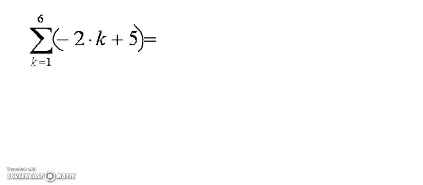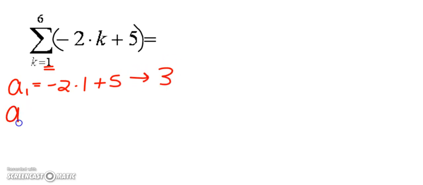The next one, we are summing from k equals 1 to 6 of negative 2k plus 5. Well, to start, let's find each term. So a sub 1, we're starting with 1 this time, is equal to negative 2 times 1 plus 5. So that's going to be equal to 3. A sub 2 is going to be negative 2 times 2 plus 5, which is going to be 1. I'm going to let you go through and find a sub 3, 4, 5, and 6.